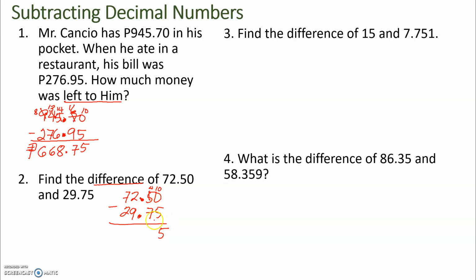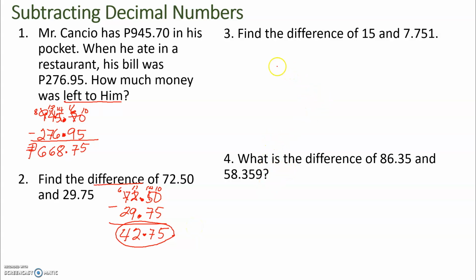4 minus 7 cannot be. We will borrow from this digit. This becomes 1 and this becomes 14. 14 minus 7 equals 7. 1 minus 9 cannot be, so we will borrow from 7. This becomes 6 and this will become 11. 11 minus 9 equals 2. Then 6 minus 2 equals 4. So this is now our answer. Easy, right? It's easy. Okay. How about our third example here?